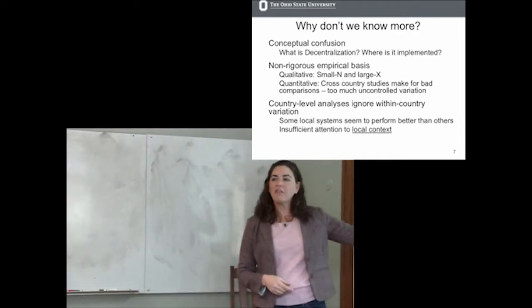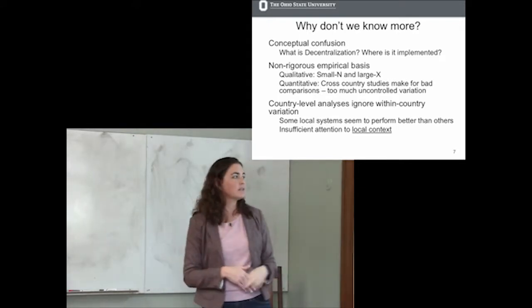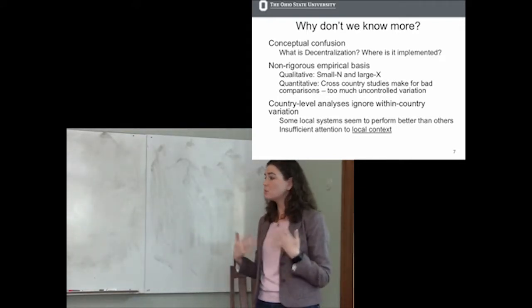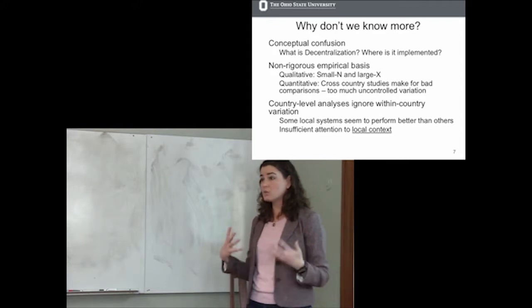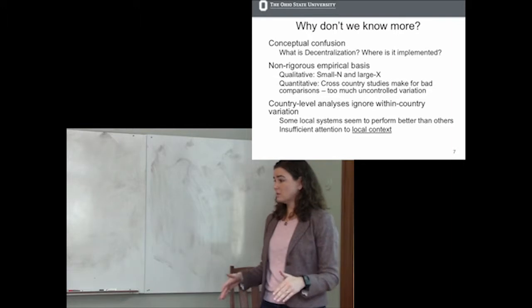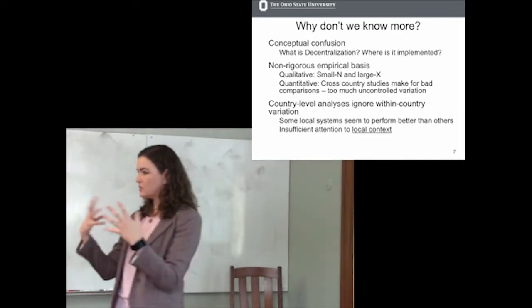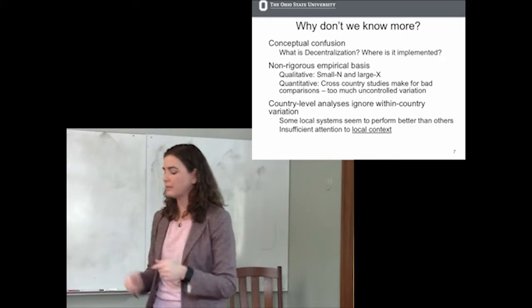So what we think is happening, from some work that we've done previously in Honduras, is that some local systems seem to actually be very effective and they seem to work really well. And some local systems don't. And the question is, why, right? What's driving that difference within the country?